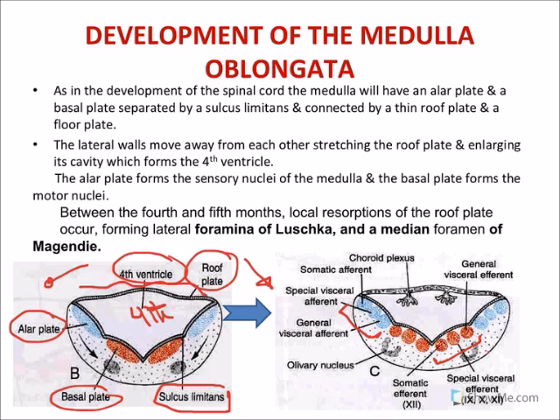Also, between the 4th and 5th months of intrauterine life, the connections between the fourth ventricle and the subarachnoid space develop, which are the median foramen of Magendie and two lateral foramina of Luschka. These will develop in the roof of the fourth ventricle, and you see here the choroid plexus is also developed in the roof of the fourth ventricle.